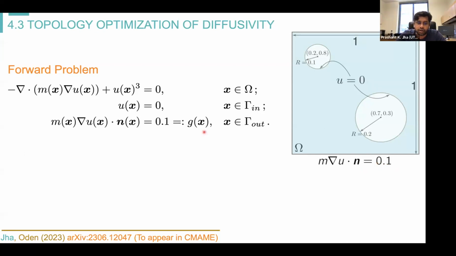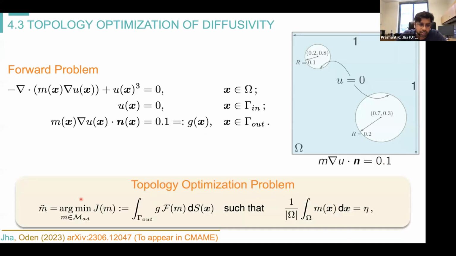Now the optimization problem is this. We want to minimize the compliance of this problem. Compliance is basically heat flux times the temperature. So here you have heat flux as 0.1, and this is the solution for the problem. We want to minimize this quantity. We want to find M that minimizes this quantity. And also there is a volumetric constraint on M, how much of M we can use.